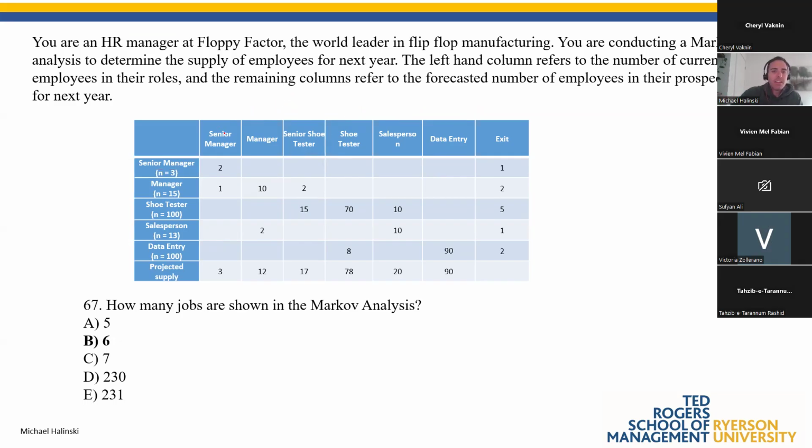So instead of 5 jobs currently this year, next year there's also going to be a 6th job. So how many jobs are shown in the Markov analysis? It doesn't specify whether it's this year or next year, so you have to assume that altogether, it's 6.